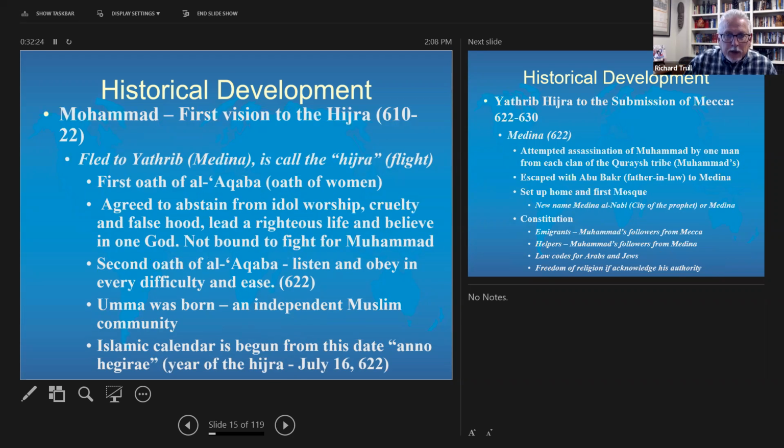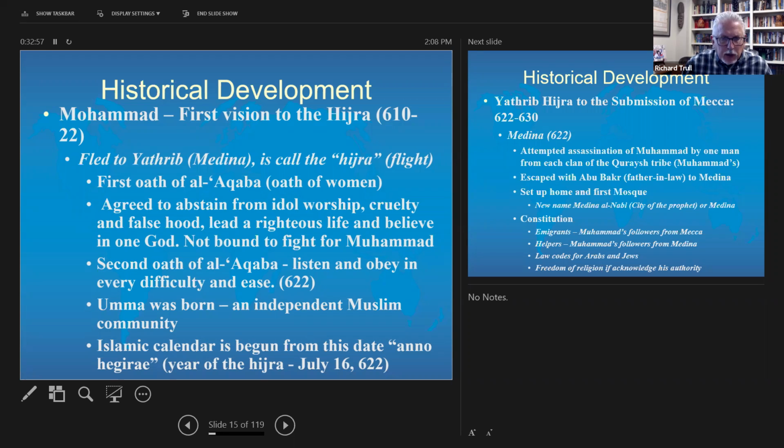Well, while they're in Medina, a number of things help to establish them as a community and as a religion. They have what's called the first oath of Al Aqaba. Oath of the women is what it's called. Agreed to abstain from idol worship, cruelty, and falsehood. To lead a righteous life and believe in one God. Not bound at this point to fight for Muhammad. That hasn't become part of Islam at this point.